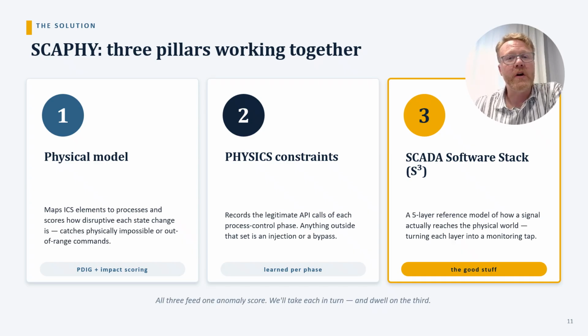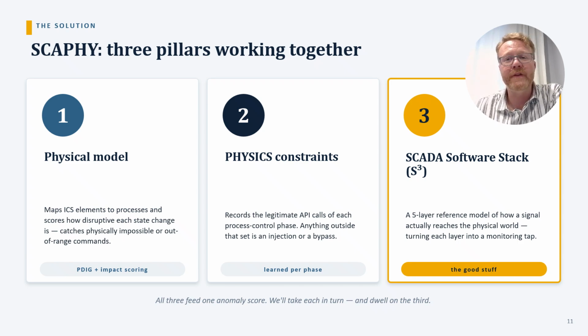So the solution, let's talk about SCAPHY. SCAPHY has 3 parts. The physical model figures out what's physically disruptive. The physics constraints capture the legitimate per-phase API calls from the physical model. And then the SCADA software stack, or S-cubed, is the layered model of how signals reach the hardware. I want to point out that the 3 aren't fully independent. They interlock. So pillar 1 actually feeds pillar 2.